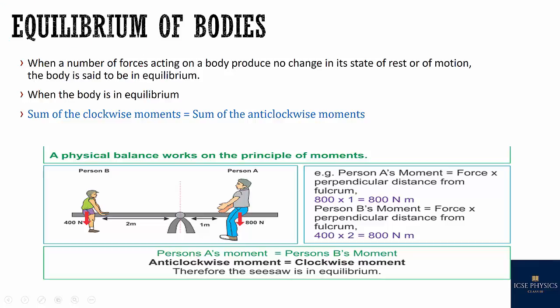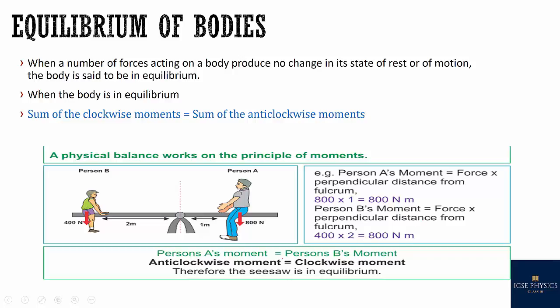When a number of forces acting on a body produce no change in its state of rest or motion, the body is said to be in equilibrium. When the body is in equilibrium, sum of clockwise moment is equal to sum of anticlockwise moment. As you can see in this example, person A's moment: let's calculate. Force into perpendicular distance from the fulcrum or the mid axis. So 400 into 2, that is 800 Newton meter. Similarly, person B's moment is again 800 Newton meter.